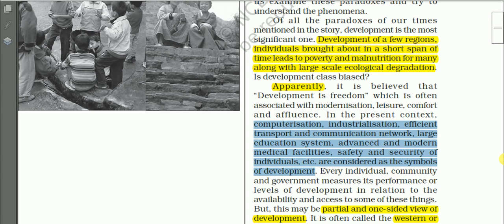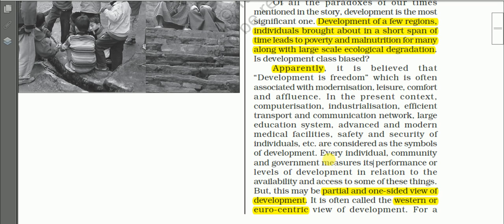Development is often associated with modernization, in the context of this statement: computerization, industrialization, efficient transport and communication network, large education system, that means big colleges, universities, advanced and modern medical facilities, safety and security of individuals are considered as symbols of development. Every individual, community and government measures its performance or levels of development in relation to the availability and access to some of these things.